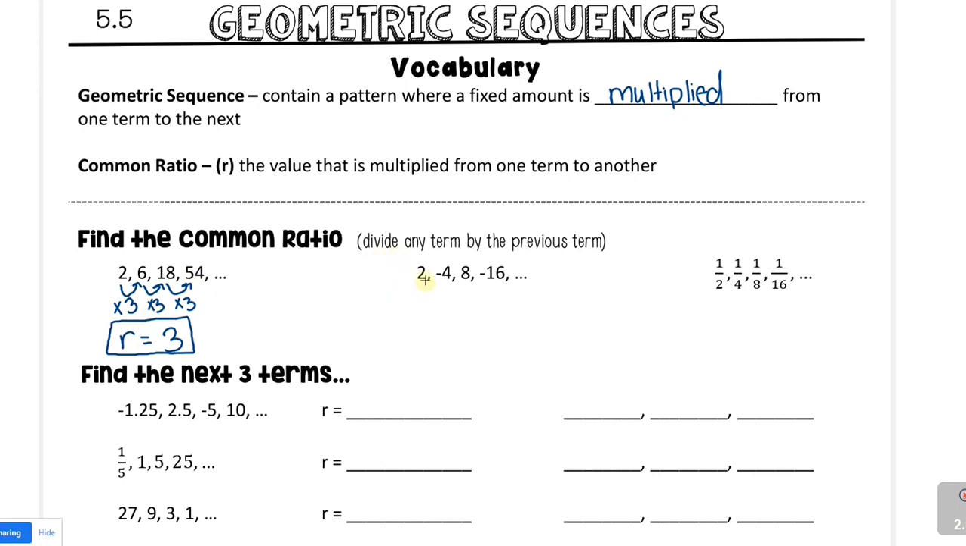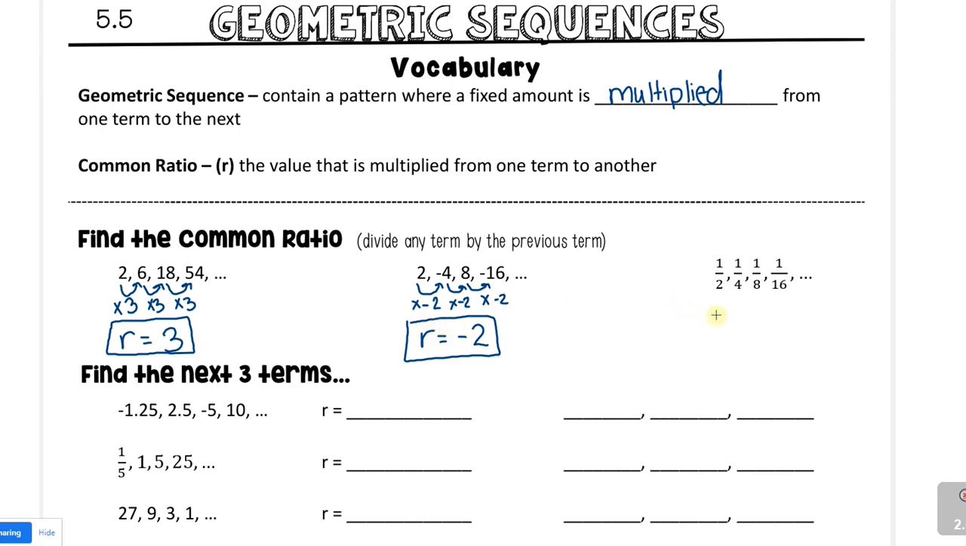Now, let's look at the sequence 2, -4, 8, -16, continuing on. So 2 times what gives you -4? That's -2. And if we do -4 times -2, negative and negative make a +8. It continues on. 8 times -2 is -16, so our common ratio is -2.